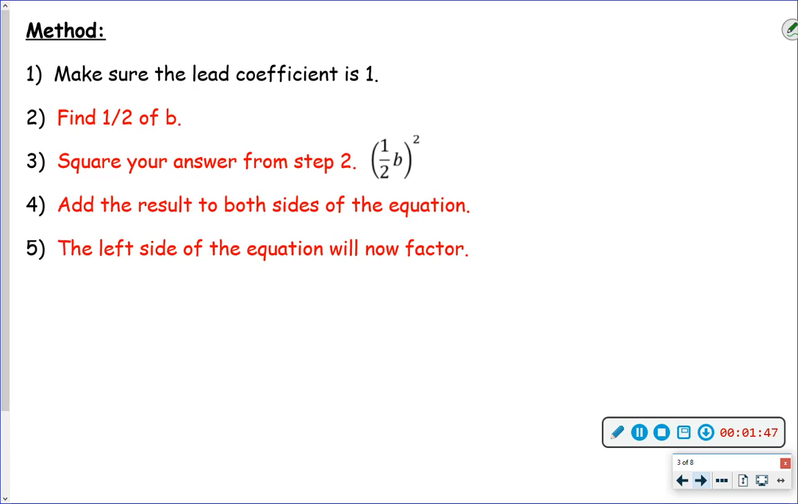Find half of b. Now, where the heck is this b coming from? So they're referencing your standard form of a quadratic. So b, of course, is the coefficient in the middle term. So we're going to do half of that. We're going to square it. We're going to add that to both sides to keep our equation balanced. And that is forcing your left side to be able to factor. That's the purpose of completing the square. We are forcing the problem to put it in a factorable form. That's the reason we are doing it.